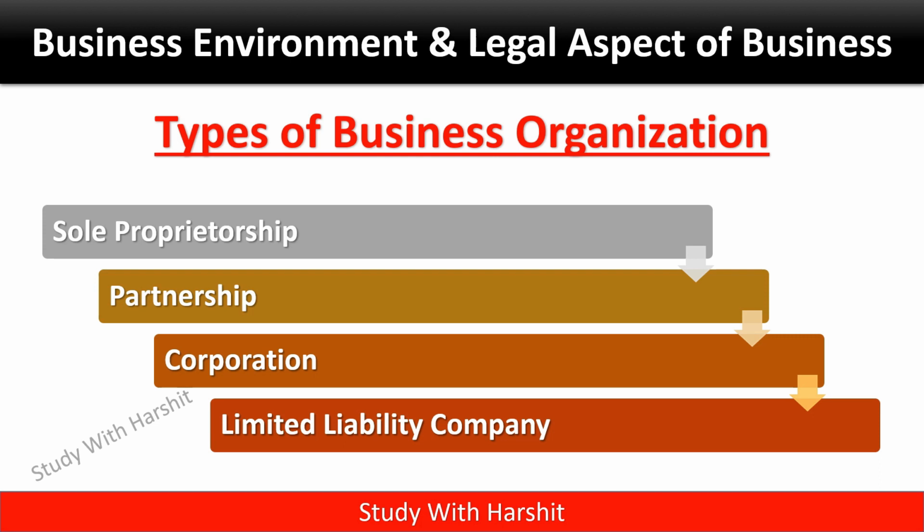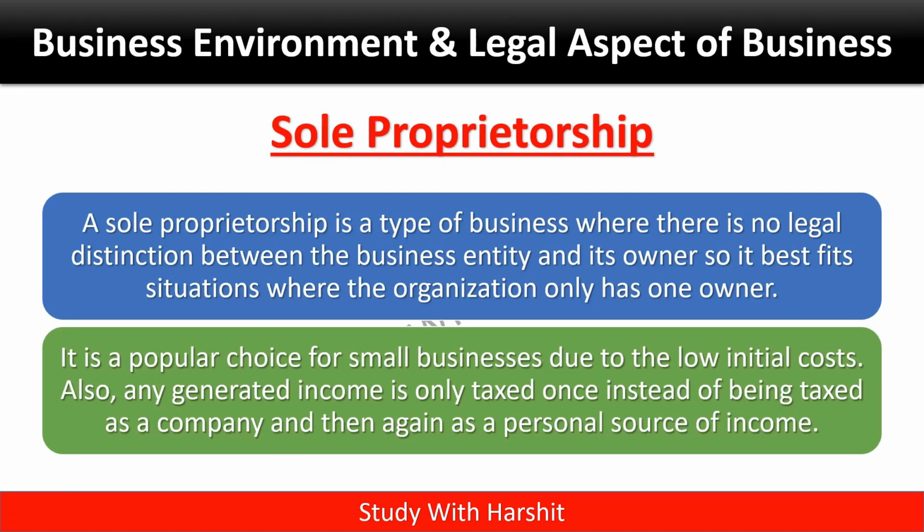Types of business organization: sole proprietorship, partnership, corporation, limited liability company. These are the four types of business organization. Sole proprietorship. A sole proprietorship is a type of business where there is no legal distinction between the business entity and its owner. So, it best fits situations where the organization only has one owner.